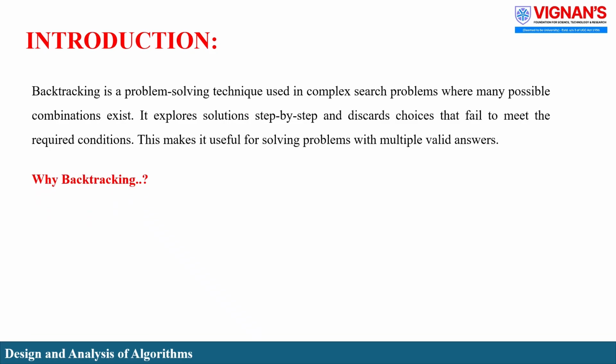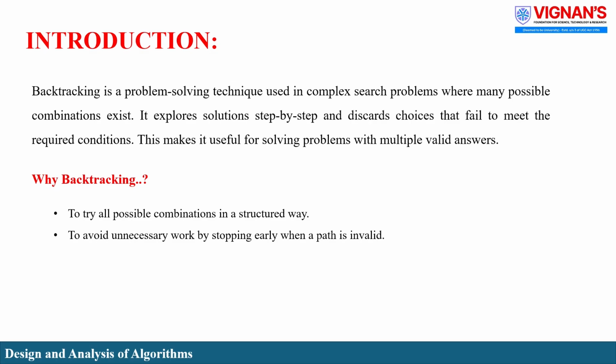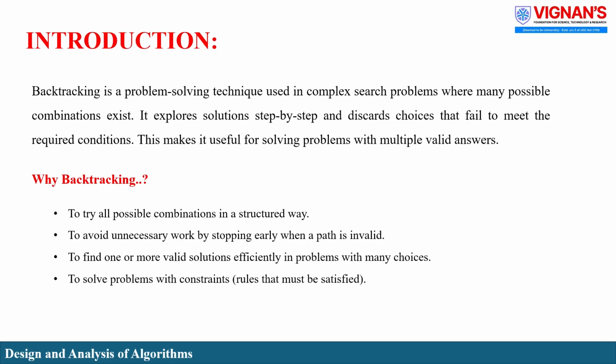We use backtracking for several reasons. First, it helps us try all possible combinations in a structured and organized way. Second, it saves time by stopping early when it sees a path that will not work. Third, it allows us to find one or even multiple valid solutions when a problem has many choices. Backtracking is very useful for problems that have constraints or rules that must be satisfied. Examples include puzzles, optimization problems, and decision-making tasks. Finally, backtracking is ideal when trial and error is needed, but the search must stay systematic and efficient, not random.